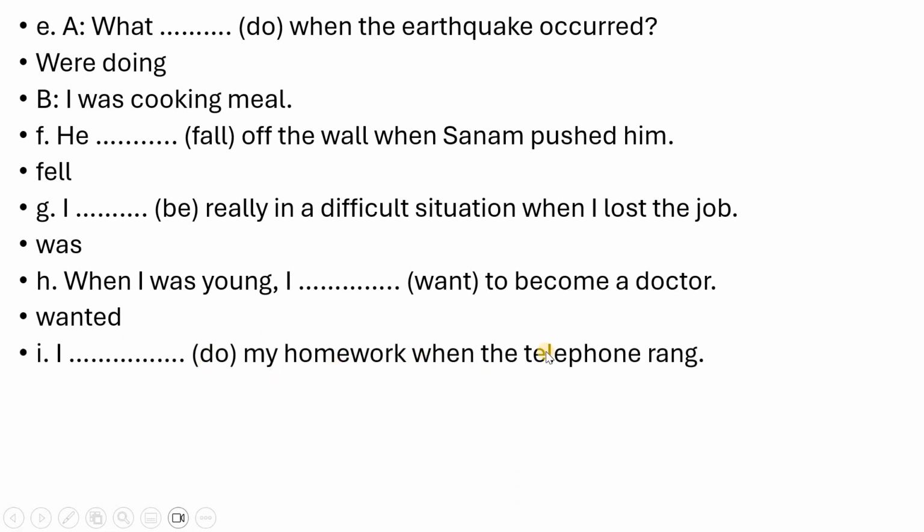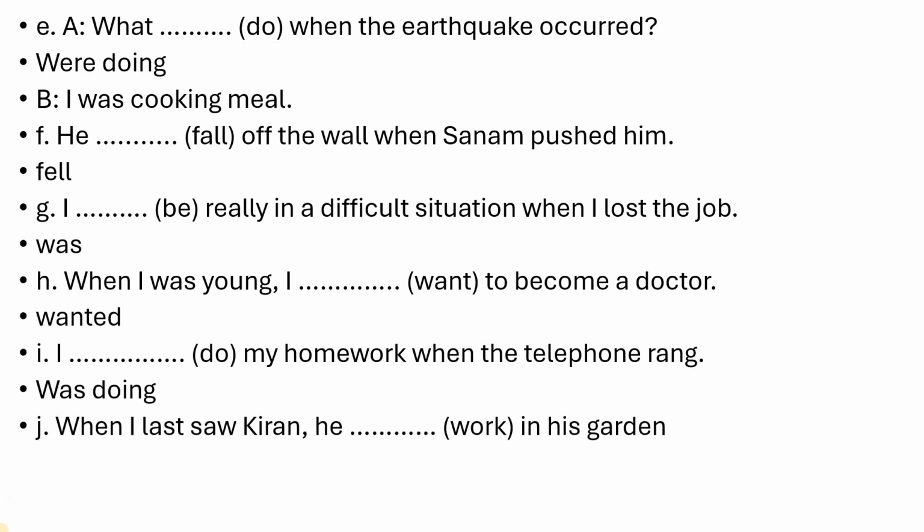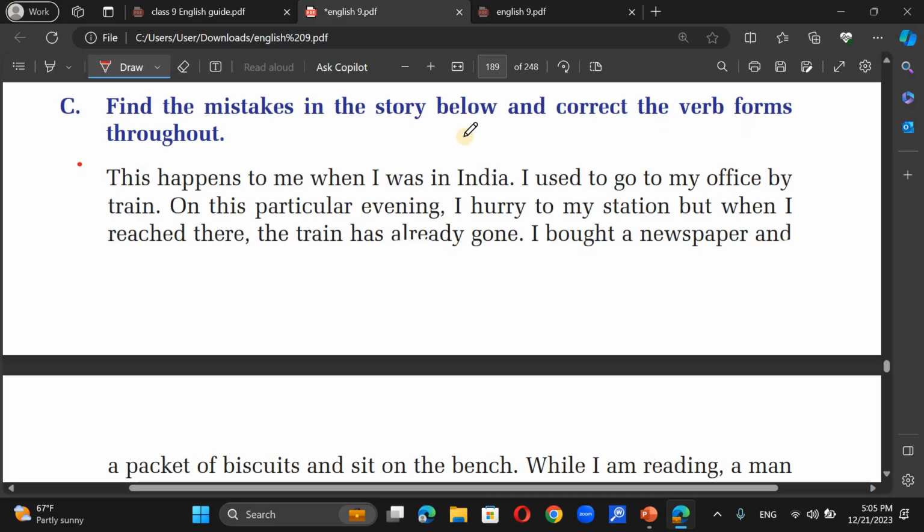Next one. My homework when the telephone rang. I was doing my homework. Next is, when I last saw Kiran, he was working in his garden. He was working in his garden. Now correct the verb forms throughout.